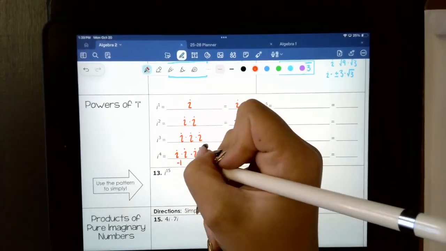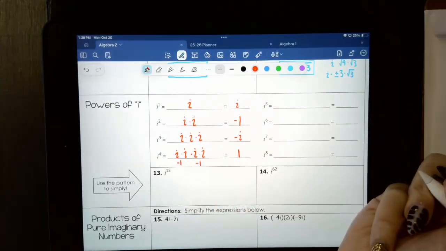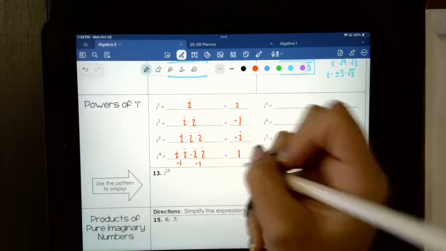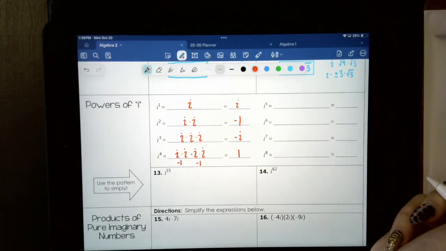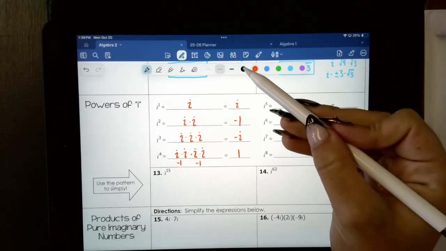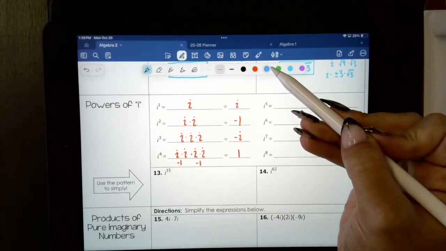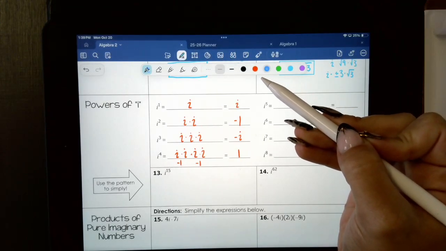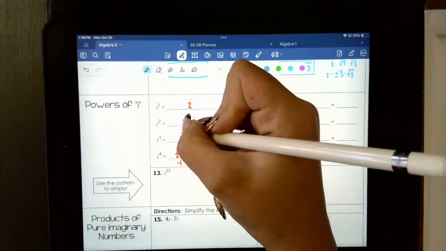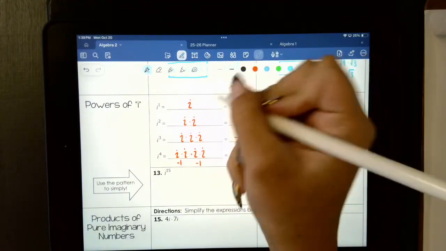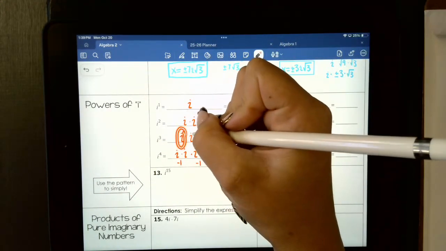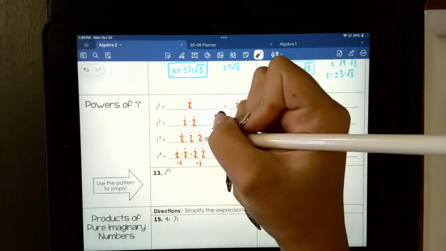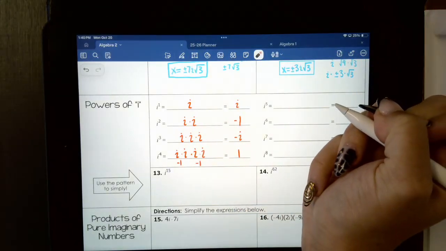Negative 1 times negative 1, so it would give us a positive 1. So, here is something. Why does it equal just negative i? Because it's like i times negative 1.